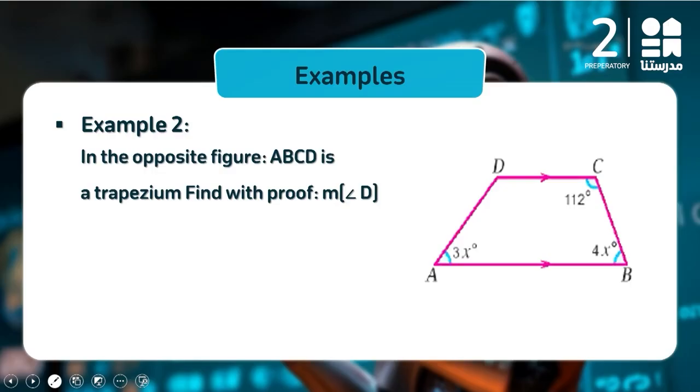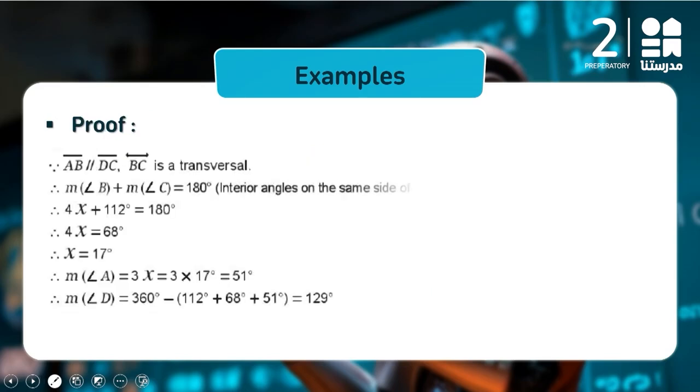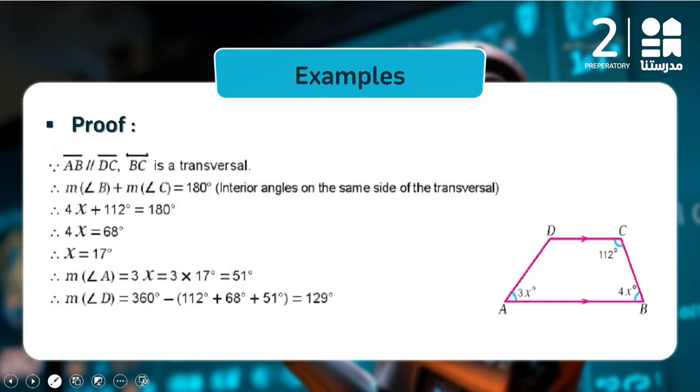Let's look at example number 2. In the opposite figure, ABCD is a trapezium. Can you find with proof the measure of angle D? Let's look at this together. We have ABCD, a trapezium, and we know that the sum of interior angles of any quadrilateral equals 360 degrees.